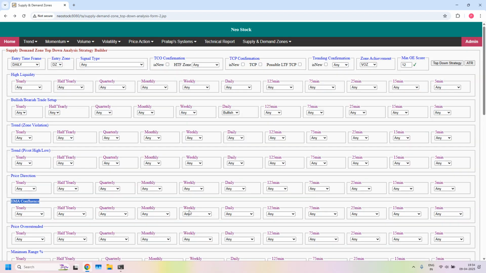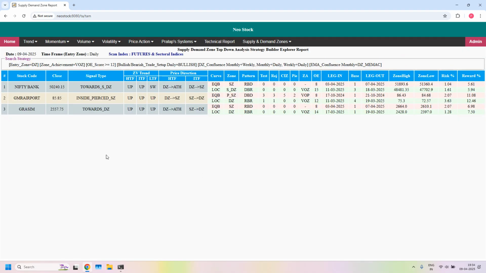So EMA confluence at monthly time frame, because daily and weekly together are part of the monthly zone. So I am checking monthly demand zone having monthly EMA confluence. Anyway, all those 3 stocks are having monthly trend uptrend. Let's filter. We got all the 3 stocks. That means these 3 are having even more high probability to get success.